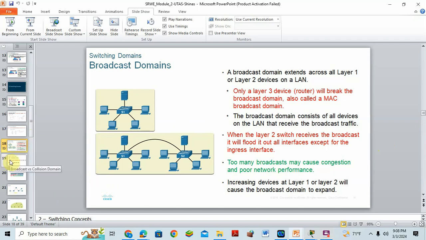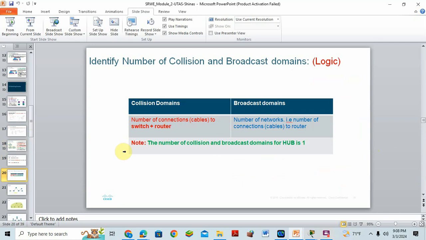Okay, so for that I need to go for the key. Remember this one. How do you count the collision domain? Number of cables to the switch plus router. How many connections or cables you have for the switch plus router connection is called the collision domain. Broadcast domain means how many networks are there, that is, the number of cables connected to the router. And for a hub, collision and broadcast domain are one. Okay, now keep this in mind.